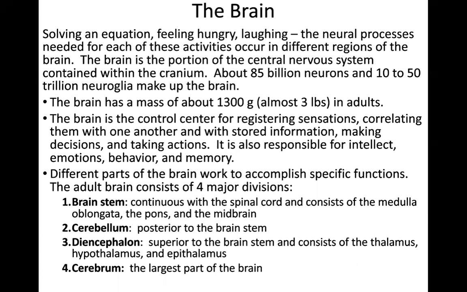Okay, let's start actually discussing what the brain does. Solving an equation, feeling hungry, laughing. The neural processes needed for each of these activities occur in different regions of our brain. We can describe our brain as a portion of our central nervous system contained within the cranium. It's made up of about 85 billion neurons, which is an incredible number. Even more incredible is the number of neuroglia, 10 to 50 trillion of those. Considering how small it really is, only about 1,300 grams or 3 pounds in adults.